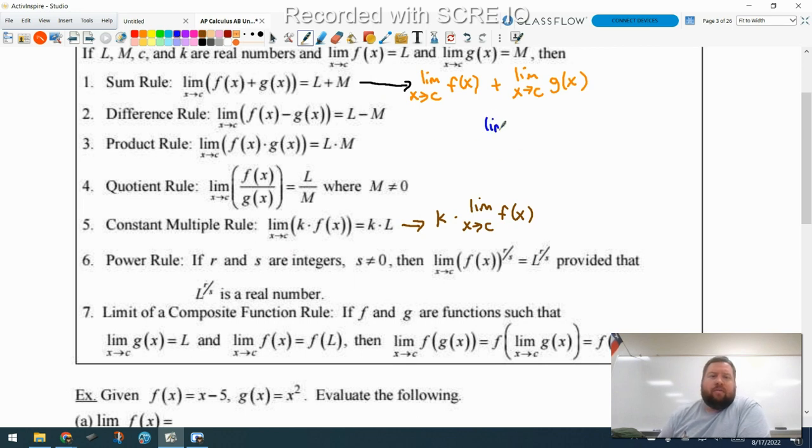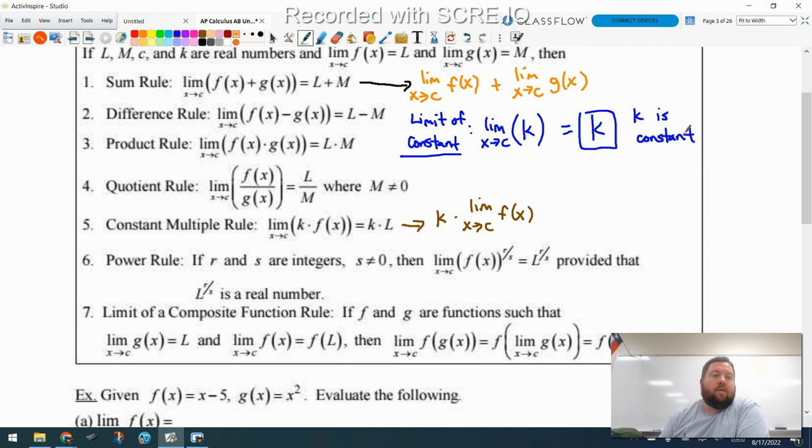Also, something that's not on here is the limit of a constant. So let me write a title here: limit of constant. If you have the limit as x approaches c of k, that's equal to k. So the limit of a constant is equal to that constant. I'll write out here, k is a constant. So if you ever have just a constant on the inside, then that number, whatever it is, is what the limit is.